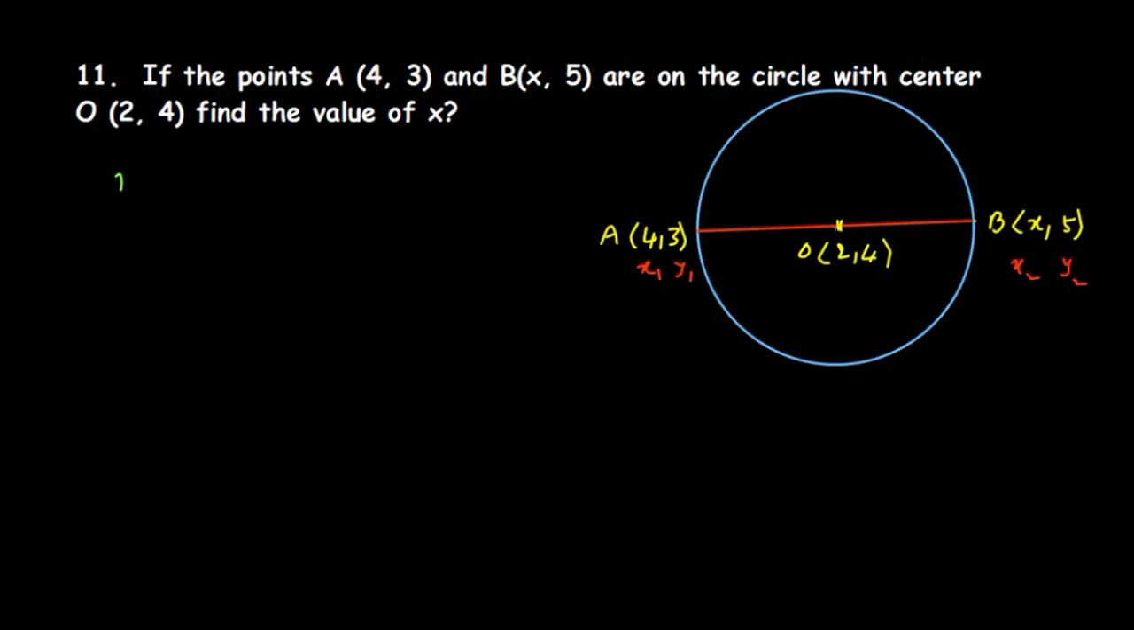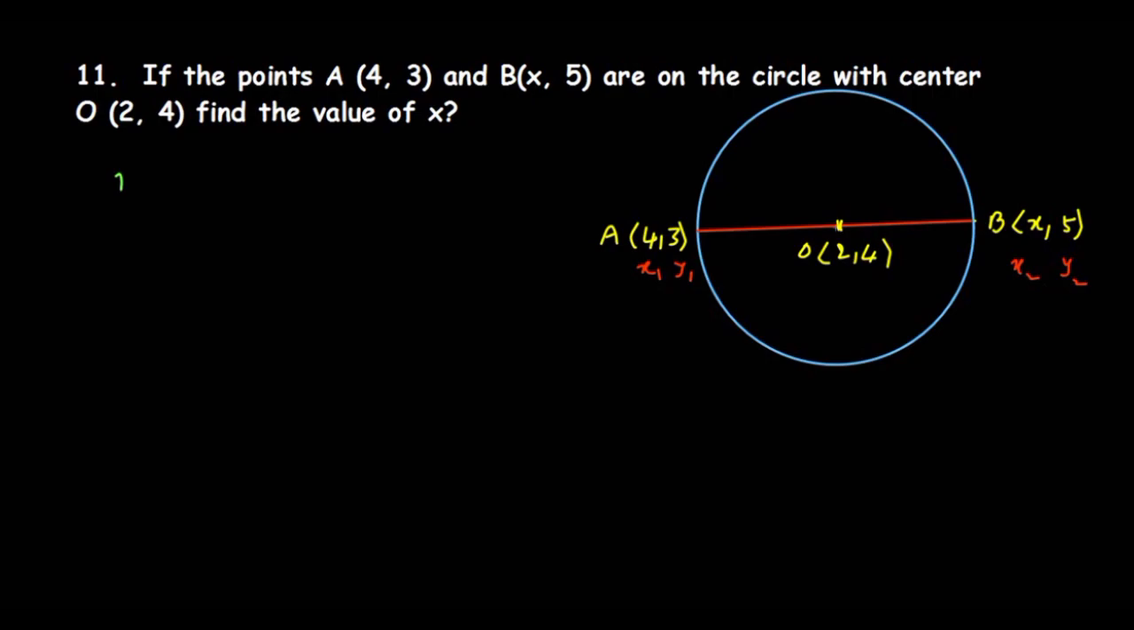So here is the next question. If the points A(4, 3) and B(x, 5) are on the same circle with the center O(2, 4). Actually, the question is: A(4, 3) and B(x, 5) are the endpoints of the diameter and the center is (2, 4). Then find the value of x. Actual question is it is endpoint of the diameter. Okay, so now if it is endpoint of the diameter, they're asking the x.